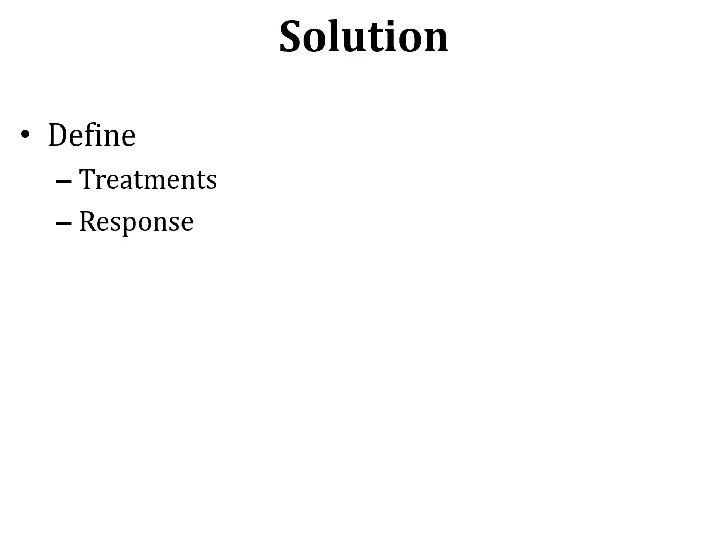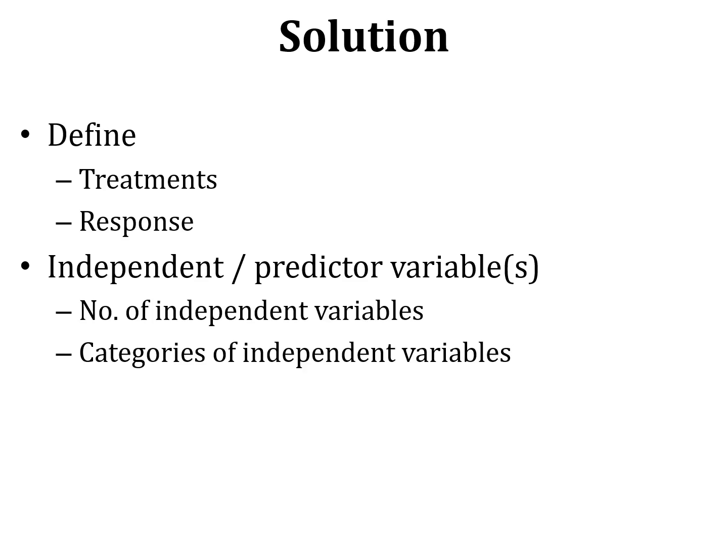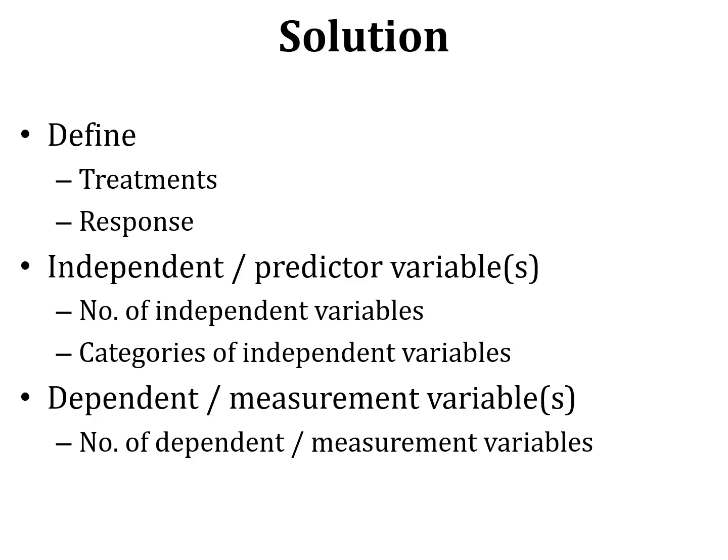So while describing your results, first of all, you have to define the treatments and response, that is, what is meant by treatments in this specific example and what is meant by response, right? And you have to define the independent or predictor variable or variables, the number of independent variables that you have in this exercise, and the categories of the independent variables. And you also have to define the dependent or measurement variable or variables, and the number of them in this example. And you have to define the type of ANOVA which is applicable in this case, right?